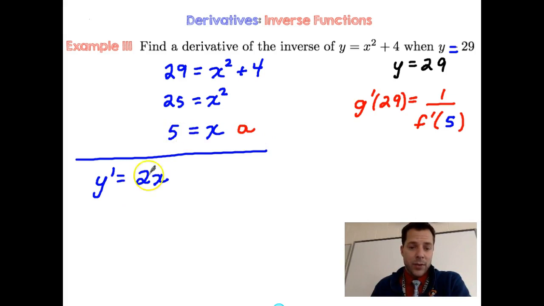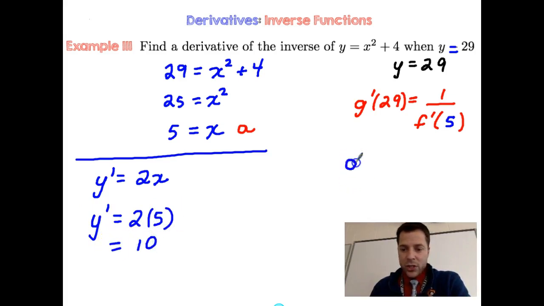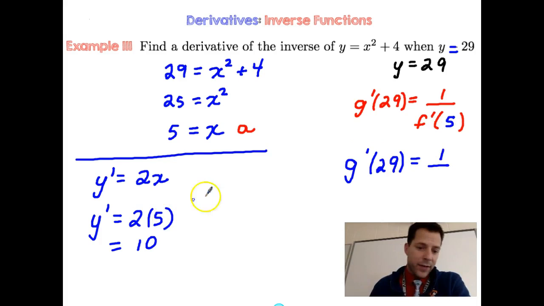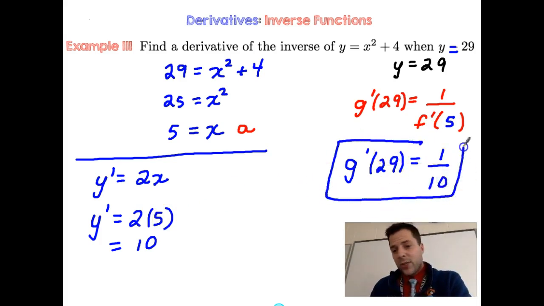So we need y prime of 5. Okay, so we need to plug in. So y prime equals 2 times 5, which is 10. Okay, so g prime of 29 is equal to 1 over f prime of 5. F prime of 5 is 10. Right? So that is finding derivatives of inverse functions.